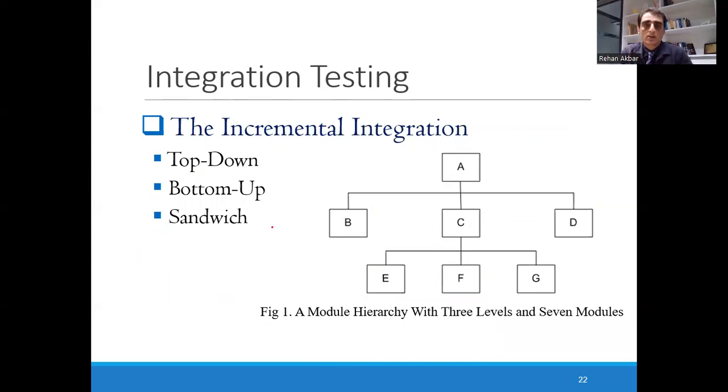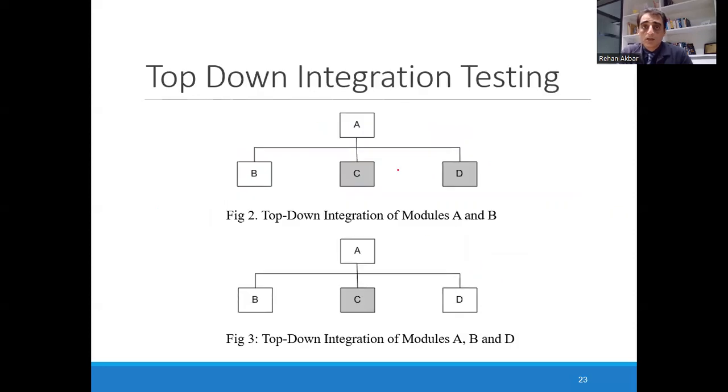Let's take one case. We have this module hierarchy. It has three levels: level 1, level 2, and level 3. And we have 7 modules: A, B, C, D up to G. Now we want to integrate. First of all, we integrate A and B. C and D are not available. They are not ready. We define stubs.